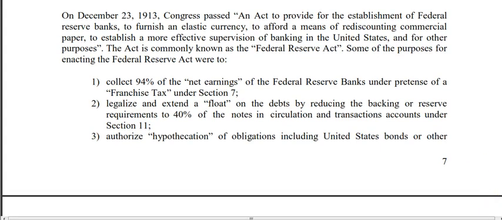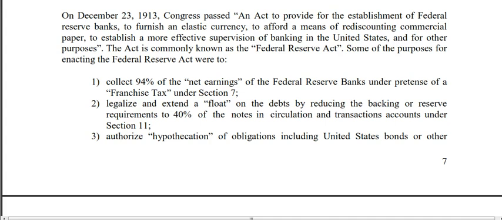On December 23, 1913, Congress passed an act to provide for the establishment of Federal Reserve banks, to furnish an elastic currency, to afford a means of rediscounting commercial paper, to establish a more effective supervision of banking in the United States, and for other purposes. The act is commonly known as the Federal Reserve Act. Some of the purposes for enacting the Federal Reserve Act were to: 1. Collect 94% of the net earnings of the Federal Reserve banks under pretense of a franchise tax under Section 7.